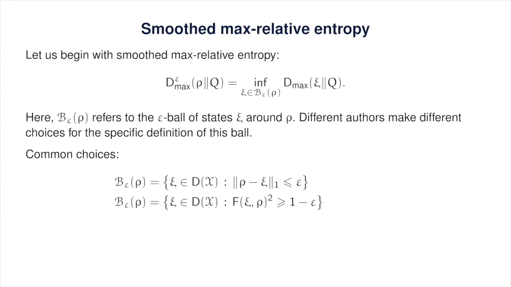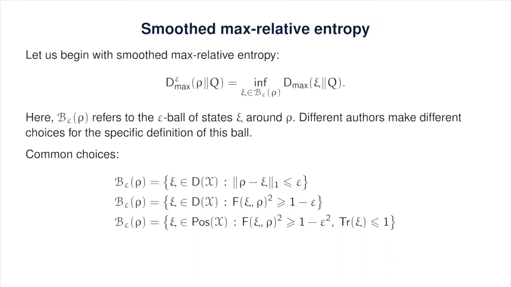It is also very common that authors use a different definition based on the fidelity rather than the trace distance. For example, we might take b sub epsilon of ρ to be the set of all density operators whose squared fidelity with ρ is at least 1 minus epsilon. If we do choose b sub epsilon of ρ in this way, meaning in a way based on the fidelity, then we do gain one advantage, which is that our notion of smoothing will generally respect or get along well with extensions and purifications of states.